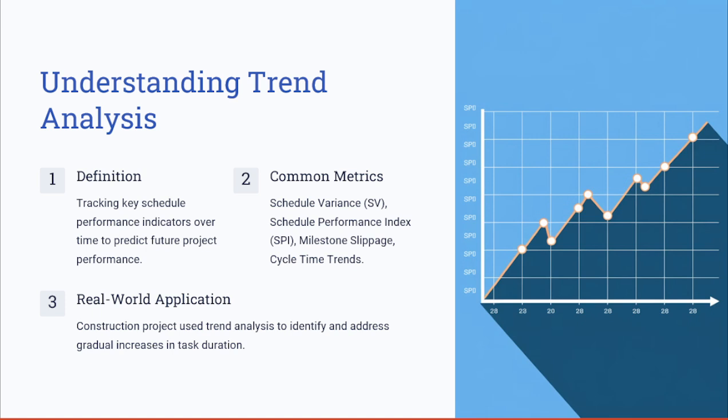By tracking the trends, the project managers can identify developing issues before they escalate. If a project's schedule performance index, SPI, constantly trends below 1, it signals a growing risk of delays.